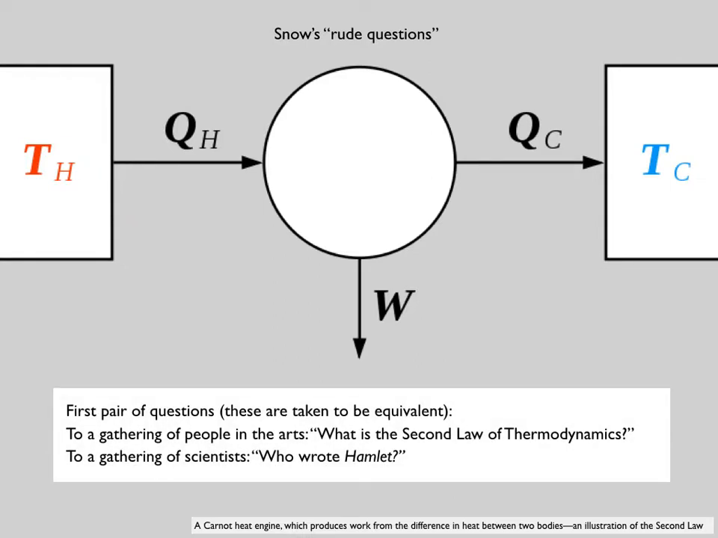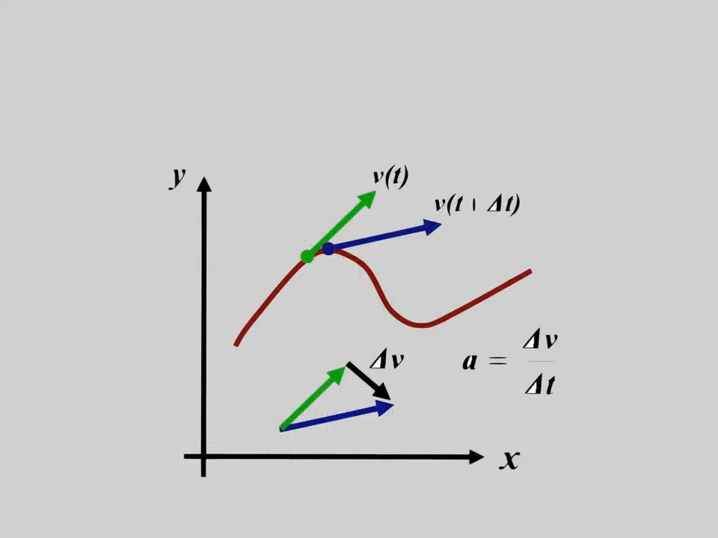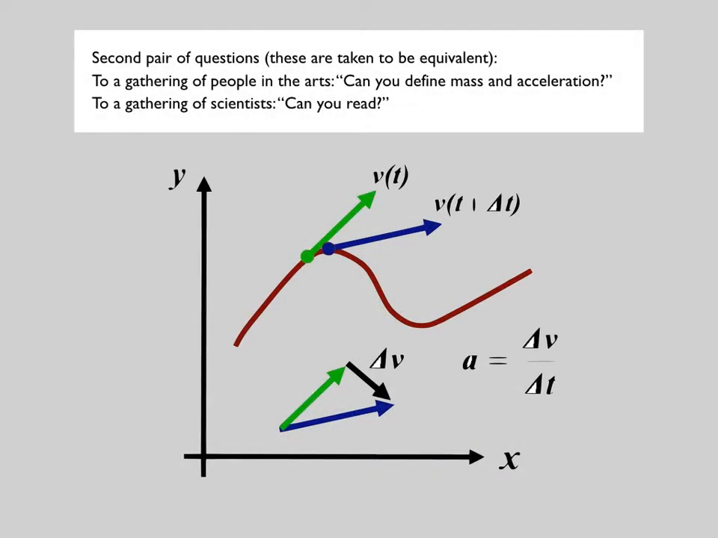The first one is, to a gathering of people in the arts, Snow said you could ask, what is the second law of thermodynamics? And if people in the arts didn't know what it was, couldn't draw a diagram like this, for example, then he said that that would be equivalent to going into a group of scientists and saying, who wrote Hamlet? Equivalent degree of ignorance. Second pair of questions, which he takes to be equivalent, is this.